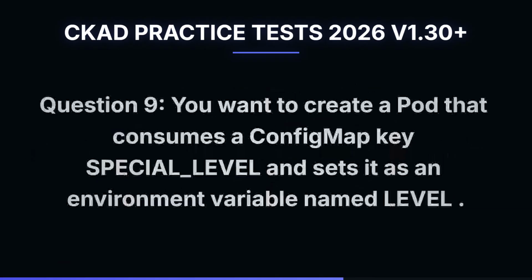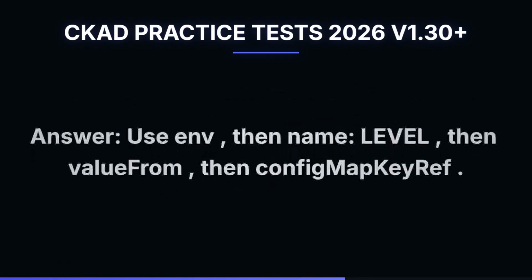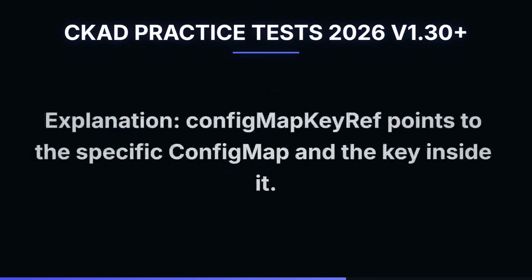Question 9. You want to create a pod that consumes a ConfigMap key special_level and sets it as an environment variable named LEVEL. How do you write this in YAML? Answer: use env, then name LEVEL, then valueFrom, then configMapKeyRef. Explanation: configMapKeyRef points to the specific ConfigMap and the key inside it.